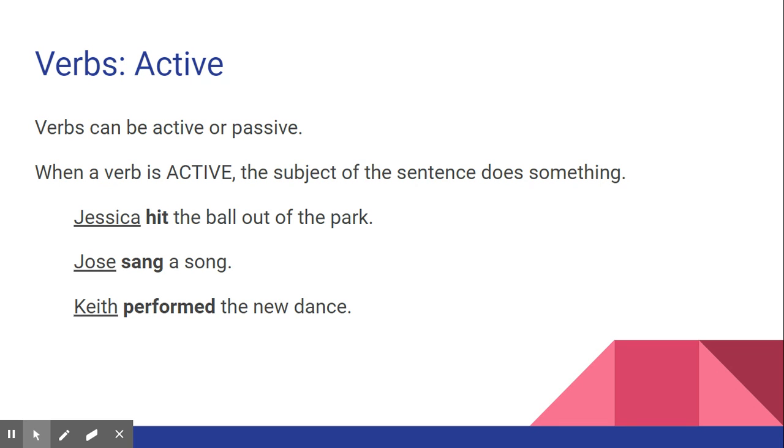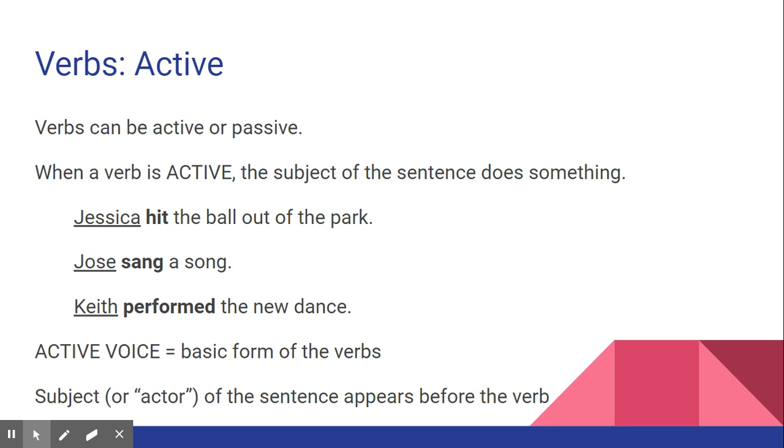In each of these sentences, the subject is the one performing the action of the sentence, which makes all of these sentences an active voice. In active voice, we use the basic form of verbs, and they can be used in present tense, past tense, or future tense. The subject or the actor of the sentence is the one who appears before the verb.